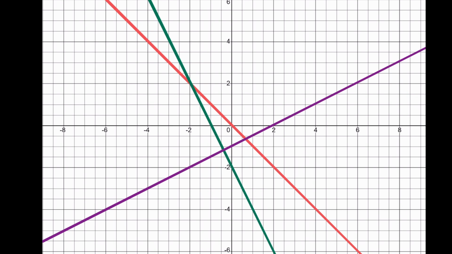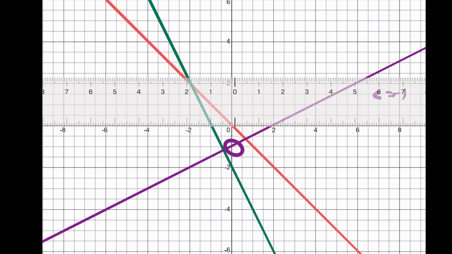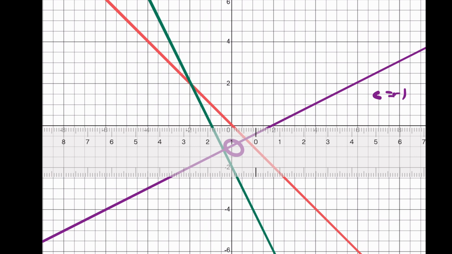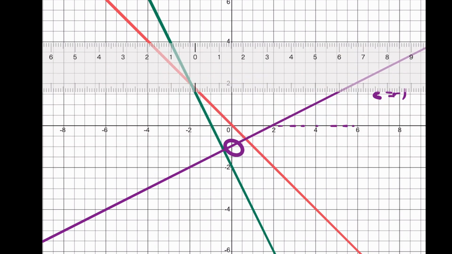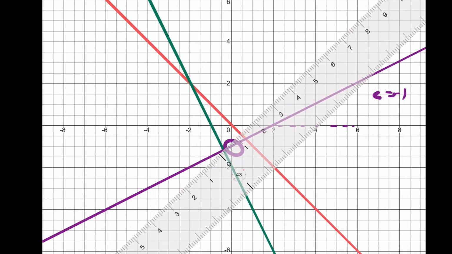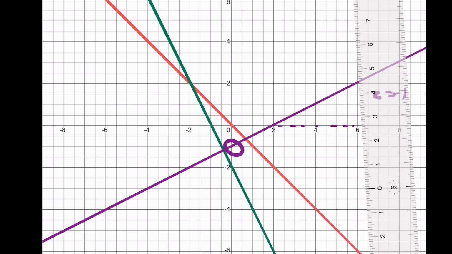So let's do the purple one first, just to get it out of the way. Our purple has got a y-intercept of just -1. And now let's work out its gradient. So again, let's pop in our ruler. Find a nice convenient place to do this. You'll probably start seeing the gradients themselves fairly obviously.